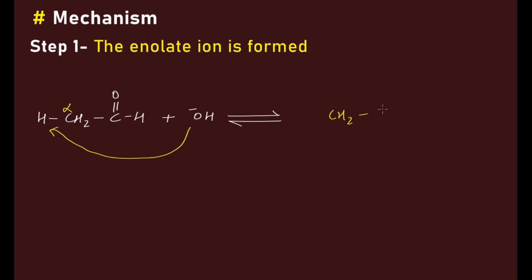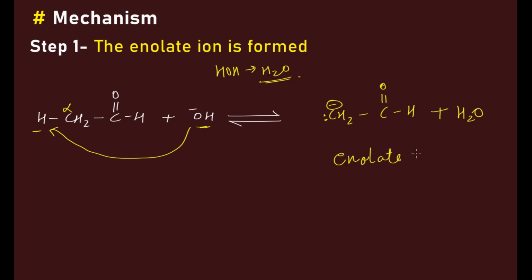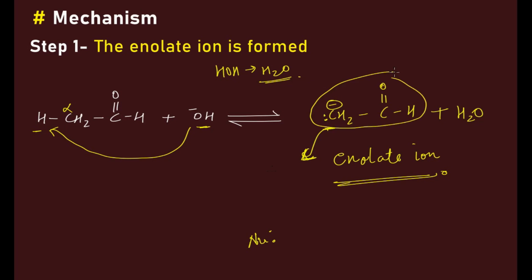The structure will be like this. There will be a negative charge on the carbon, plus formation of water. Why? Because OH plus H gives HOH, also known as water, right? So this is your first step. Here this is your enolate ion. Now this enolate ion will be your nucleophile. What is a nucleophile? A nucleophile is an atom or ion that has the ability to donate an electron pair. There is an extra electron on this carbon, so this carbon will be able to donate its lone pair to some other electrophile, or some other polar entity. So in simple terms, this will act as nucleophile.